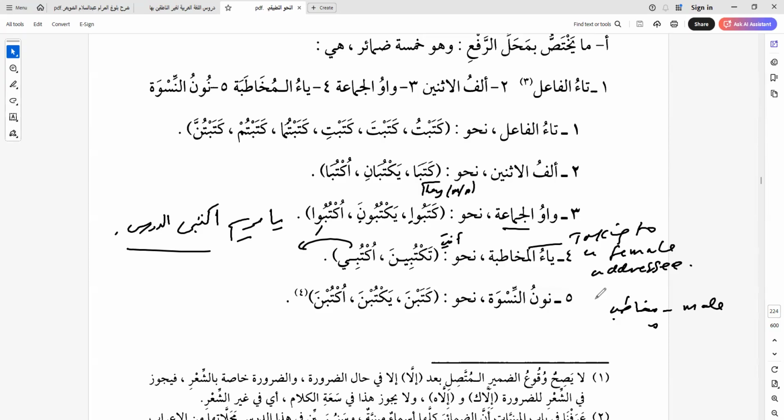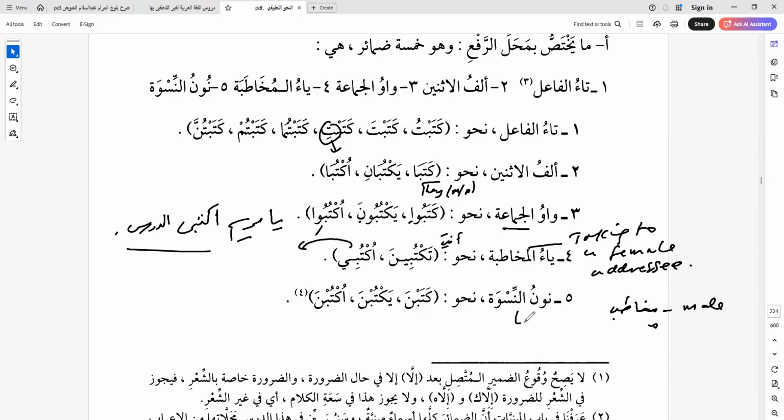Does it make sense? And ya'ul mukhataba is not used in the past tense, right? It's not used in the past tense. Why? Because we already have katabti here. Katabti is representing the ya'ul mukhataba in the past tense. But when we come to the progressive or present continuous in command, then you use taktubina or uktubi in the command sense. Let's look at noun on niswa.